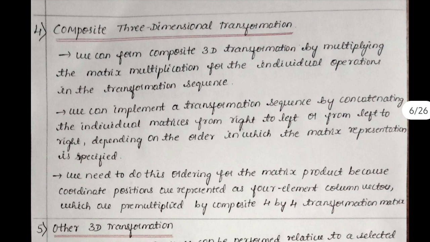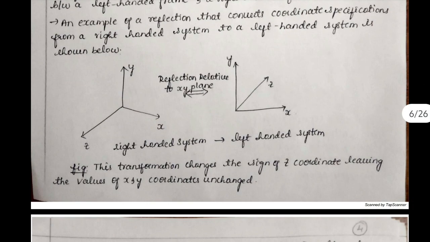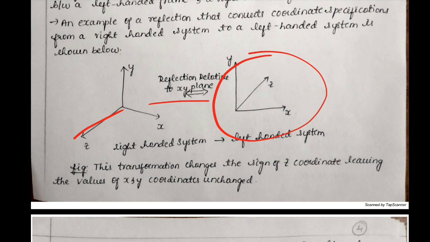Composite 3D transformation, a mixture of 2 or more transformations, is called composite 3D transformation, same as how we discussed in the second module. Other 3D transformations include the reflection. Reflection will be as follows. If we reflect into the xy plane, it will look as follows, in this direction. If we reflect, this z will go in this direction.